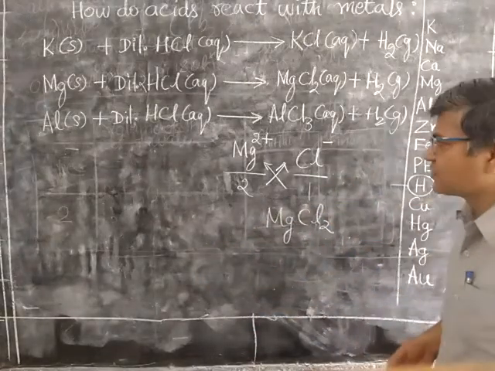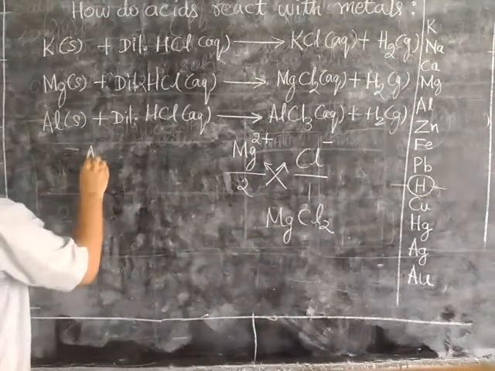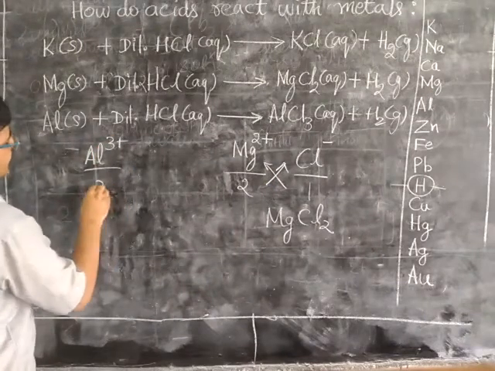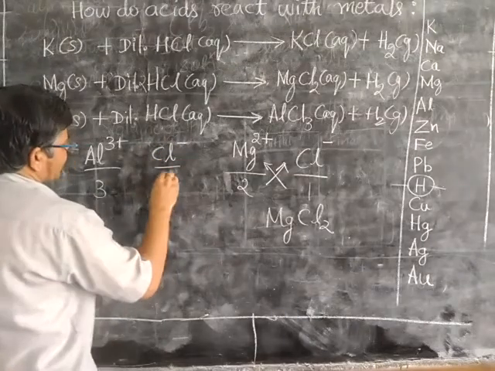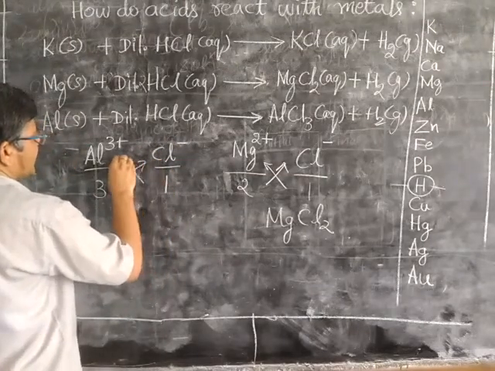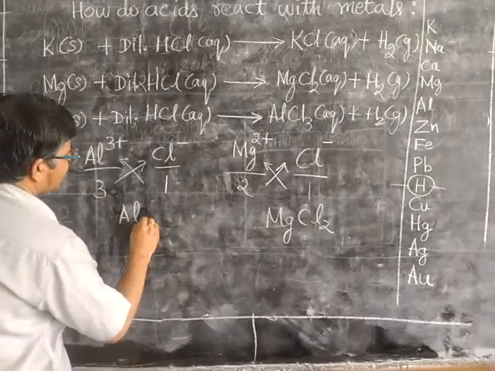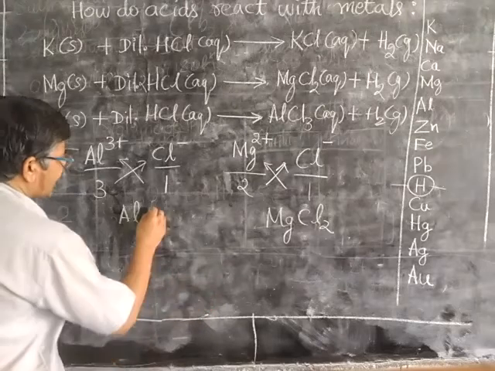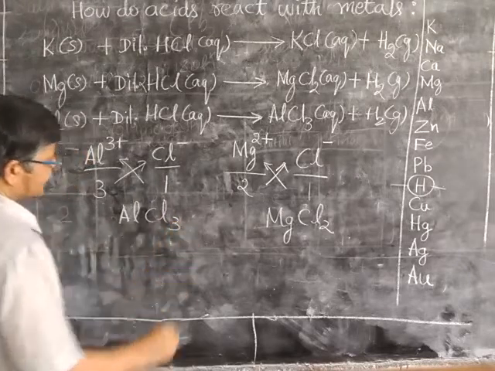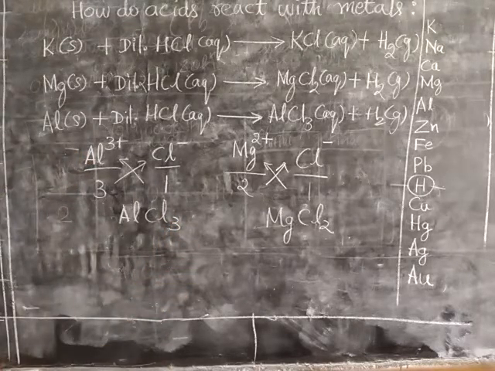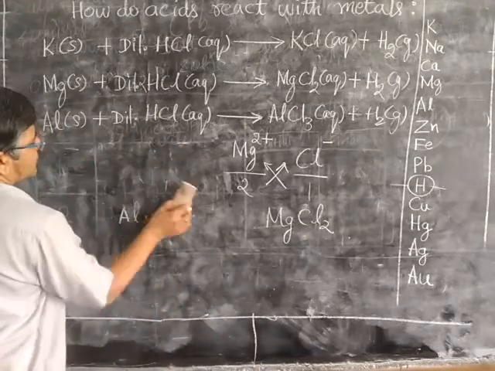So this is magnesium chloride, and now how about aluminium chloride? Aluminium is Al3 positive, that means you are going to take 3, and if it is chloride ion it will be taken 1, and after interchanging those values it will be 1, no need to write 1, and in case of chlorine it will be Cl3, so AlCl3 is forming, aluminium chloride.